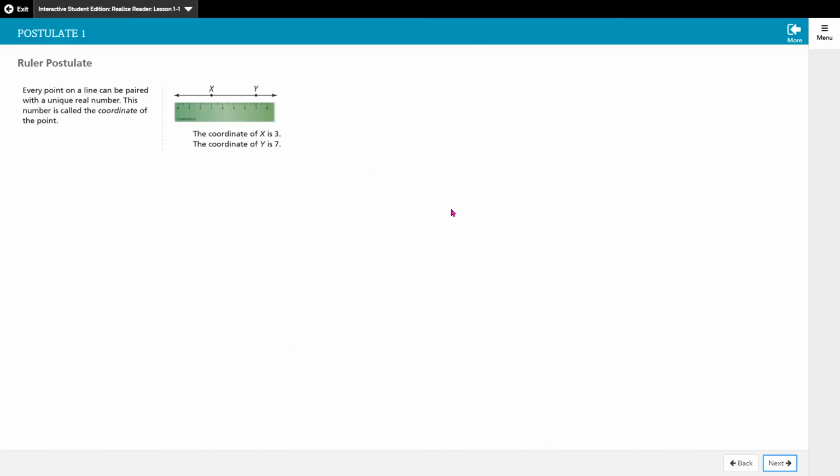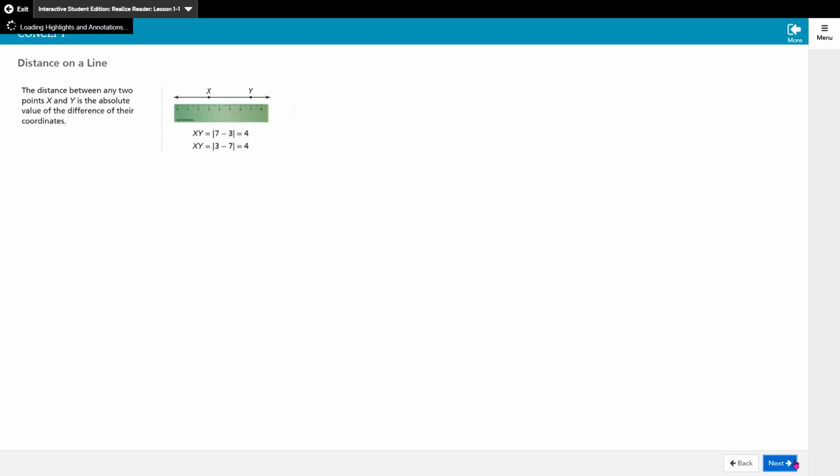The ruler postulate is so obvious it's confusing. Every point on a line can be paired with a unique real number. All you need to know about real numbers is they're just numbers, okay? We're not going to talk about non-real numbers, things like the square root of -1, which we're not going to worry about right now. All it says is that you can make a number correspond to something in space. Okay, so you can pair a point with a number on a ruler. It just basically says that you can measure things.